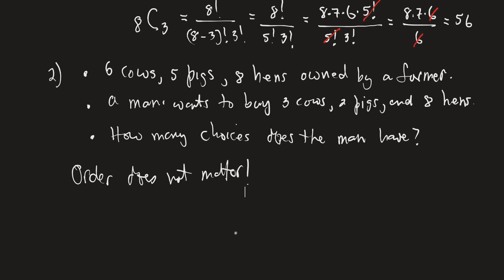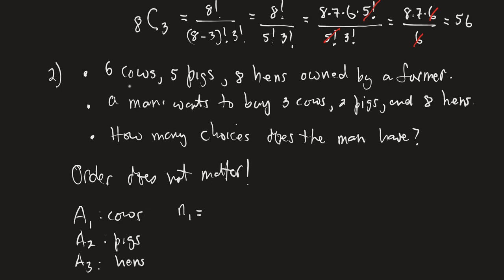Since there are 3 different types of animals that this man wants to buy, you can think of those as your A1. So the A1 represents the cows, A2 represents the pigs, and A3 represents the hens. Now let's figure out how many choices this man would have as far as cows.